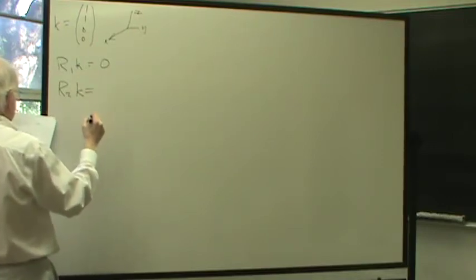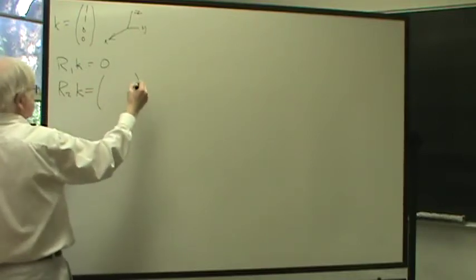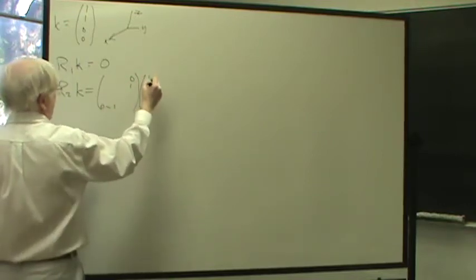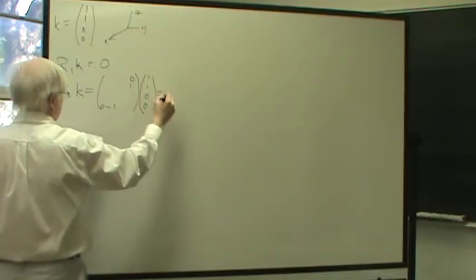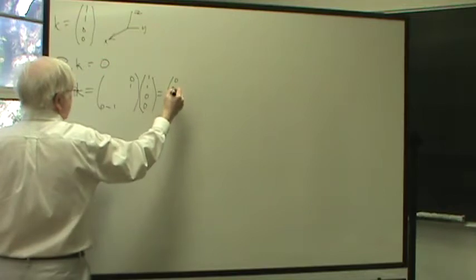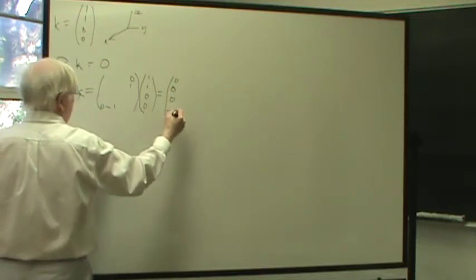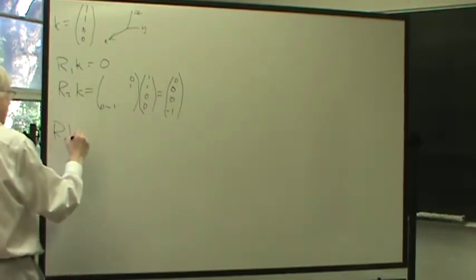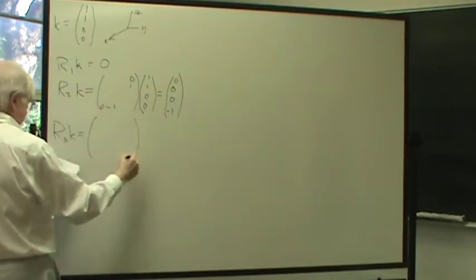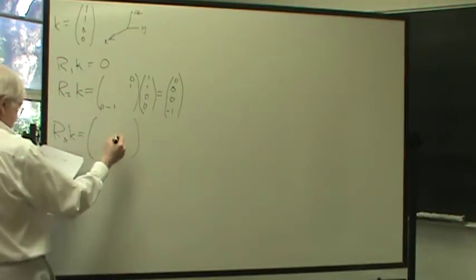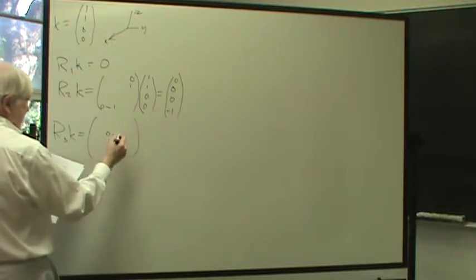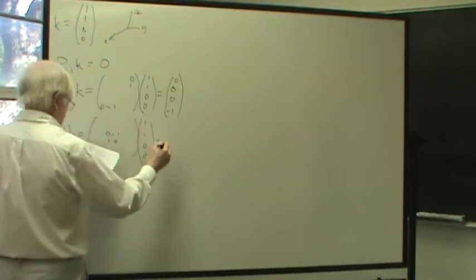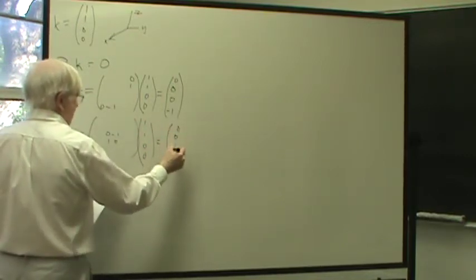R2K, on the other hand, if you just multiply it out, R2 looks like this: 0, 1, 0, minus 1, all zeros, acting on 1, 1, 0, 0. Well, this is 0, 0, 0, minus 1. R3 on K, well, this one has 0, minus 1, 1, 0, and everything else 0. Acting on 1, 1, 0, 0, what we get is 0, 0, 1, 0.